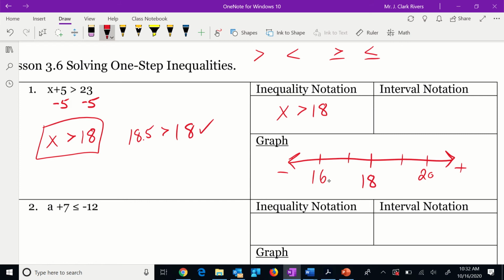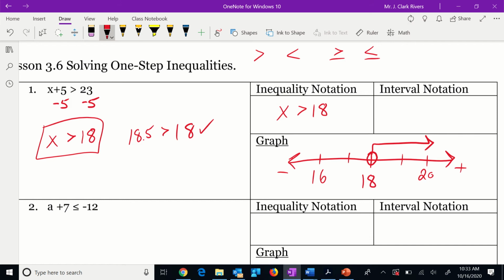22 is not included, so the way that we show that it is not included is we put an open circle there, and then we shade to the left. You can do it like that. You can do it like this if you want. I'm not going to be a stickler with how you shade. I'm going to do it like this though, okay? There you go. That is x is less than 22.